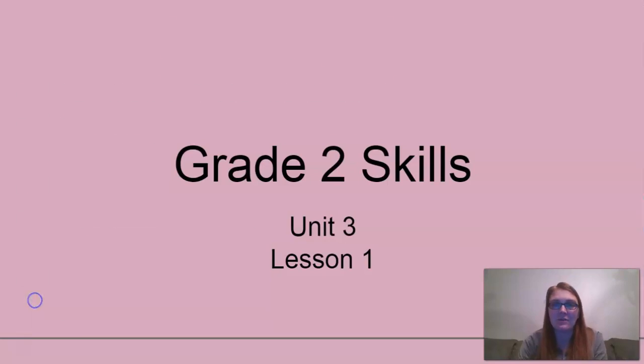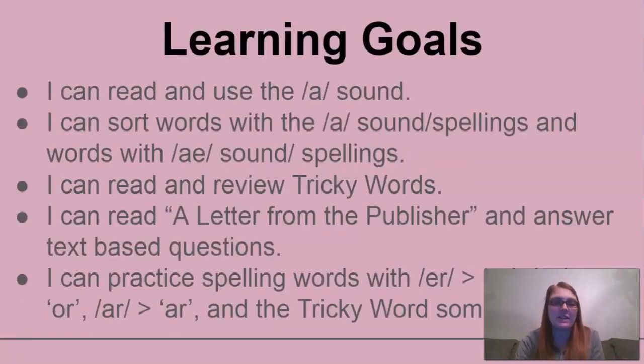Let's get started. Our learning goals for today: being able to read and use the long A sound, as well as sort words with the A sound and its spellings. Read and review previously learned tricky words. Read a new story called A Letter from the Publisher and answer text-based questions. And practice spelling words with the ER, OR, and AR spellings, as well as the tricky word some.